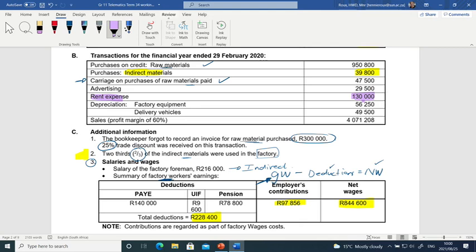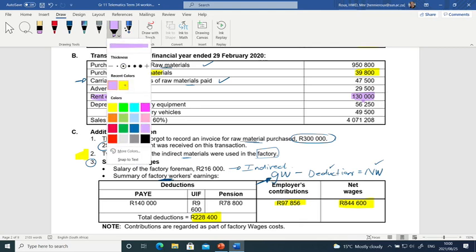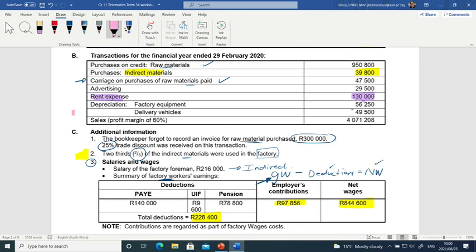While we are here, they also show us depreciation for the factory equipment. That must also be shown on the factory overheads account. Then you see this one, advertising. And again, the red lights must go on, because advertising has got nothing to do with the production cost. So no, we are not going to show that anywhere. We just ignore that.